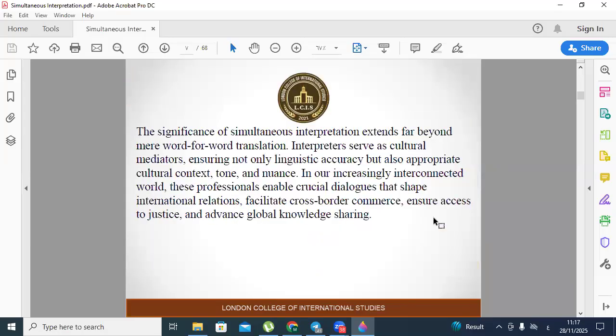So, the significance of simultaneous interpretation extends far beyond mere word-for-word translation. Interpreters serve as cultural mediators, ensuring not only linguistic accuracy but also appropriate cultural context, tone, and nuance. In our increasingly interconnected world, these professionals enable crucial dialogues that shape international relations, facilitate cross-border commerce, ensure access to justice, and advance global knowledge sharing.